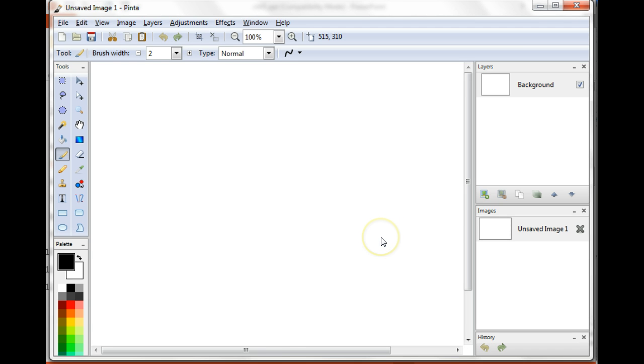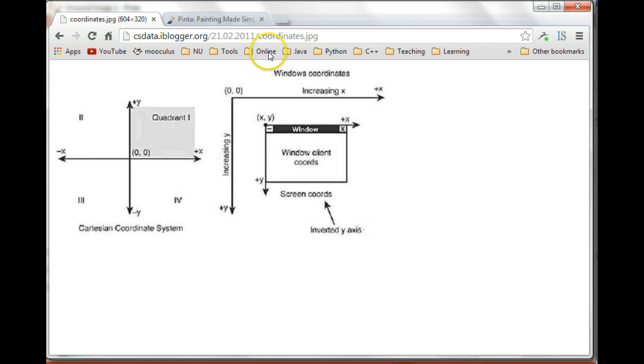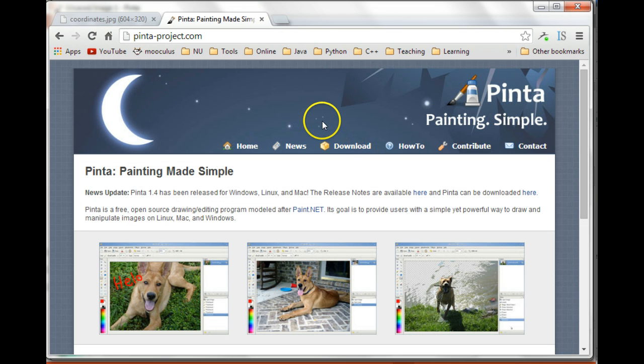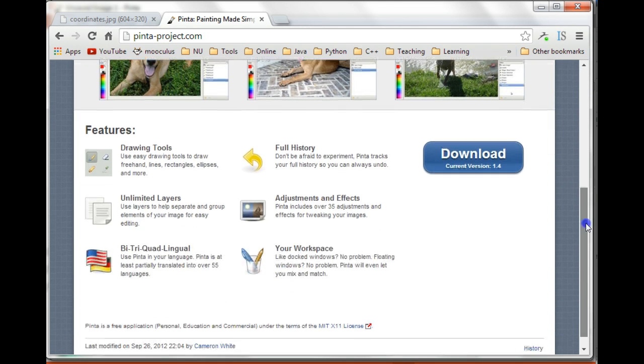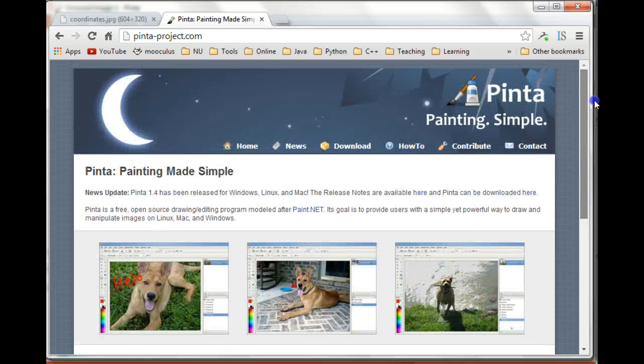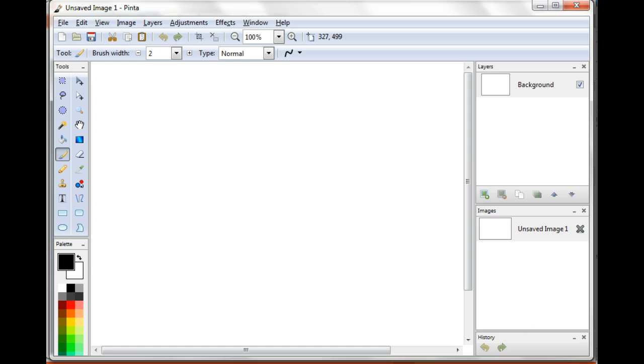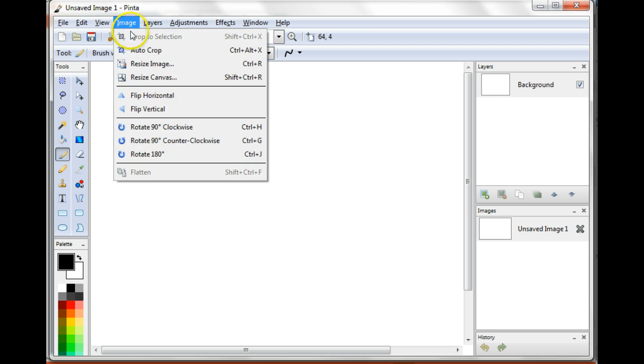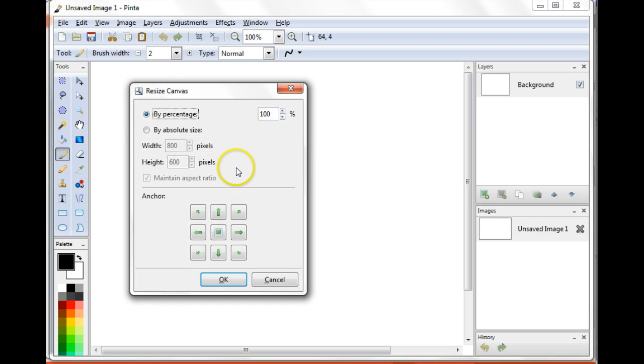So I'm going to open up a software package called Pinta, which I picked because it lets us do the work at the pixel level nicely, but also it works on both Windows and Mac, and also on some kind of Unix machines too, I think. Linux, yeah, it works on Linux too. So since I want to work on the level of pixels, I'm going to give myself a tiny canvas.